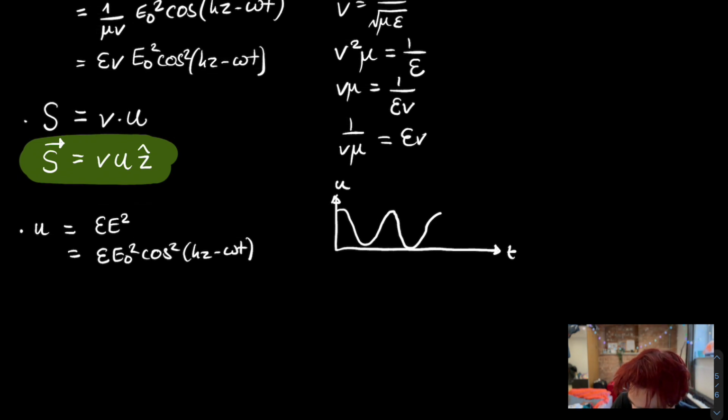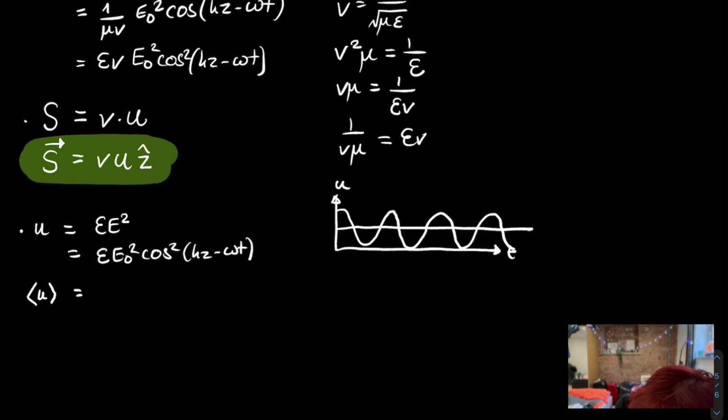Now, cos squared oscillates between 1 and 0, and it oscillates at double the frequency of cosine. So if the energy density oscillates like this, I want to ask the question, what is the average of this? Well, the average is just going to be right through the middle. So that's going to be what the average energy density is over time. And so instead of writing the energy density as a function of time, we can average over time and simply write that this cos squared becomes 1/2 over a long period of time. And so what we can write is the average energy density is equal to 1/2 epsilon times E naught squared.